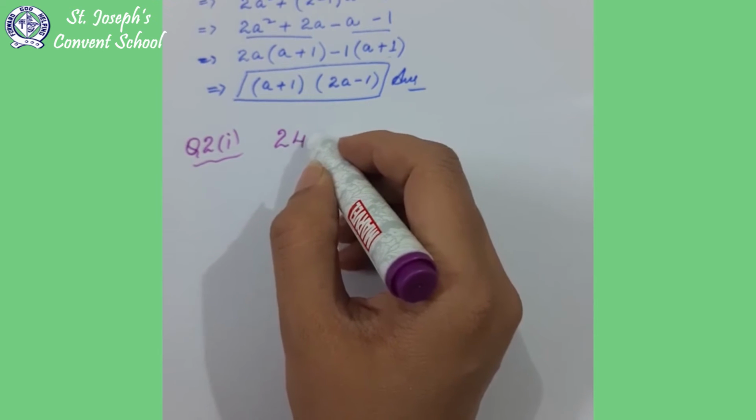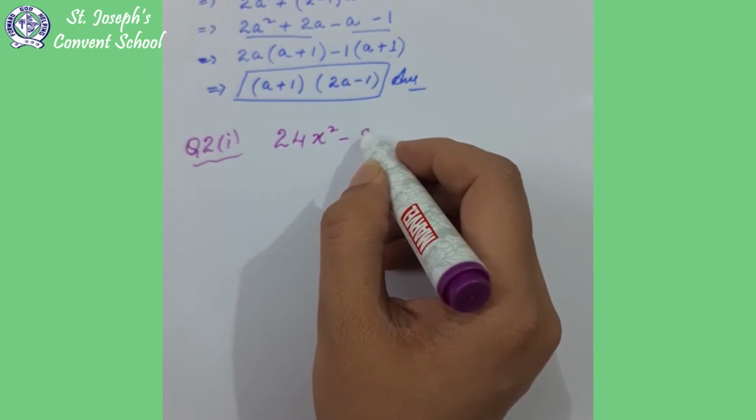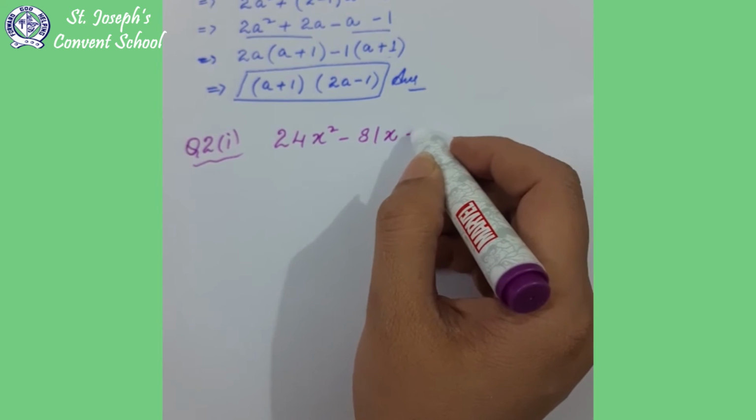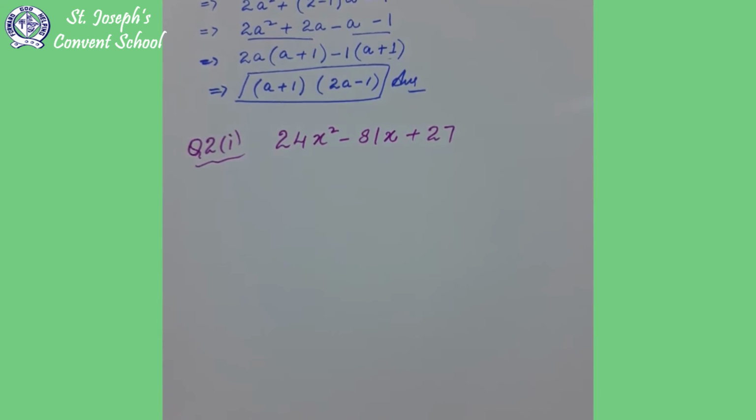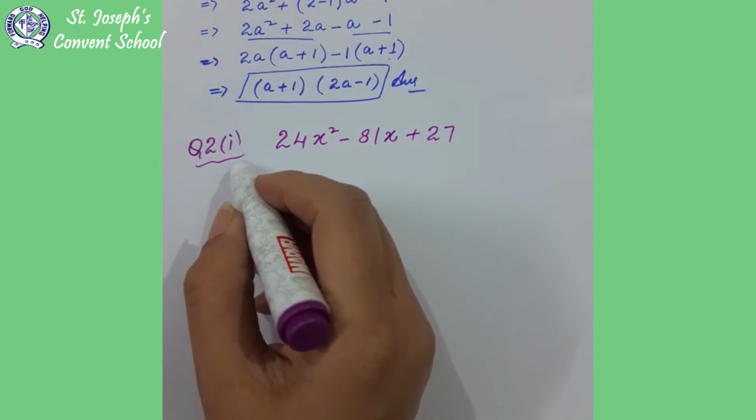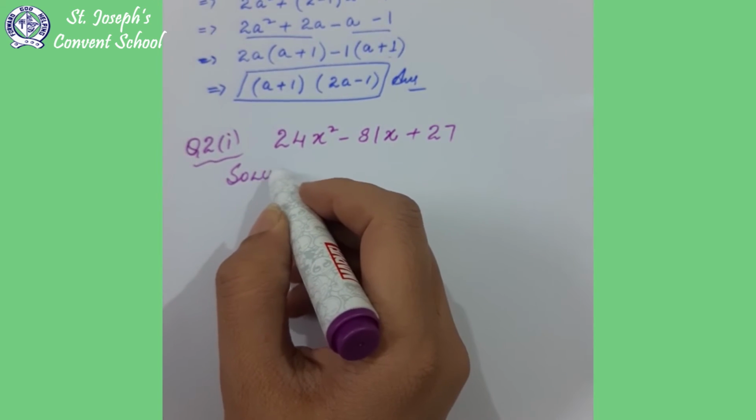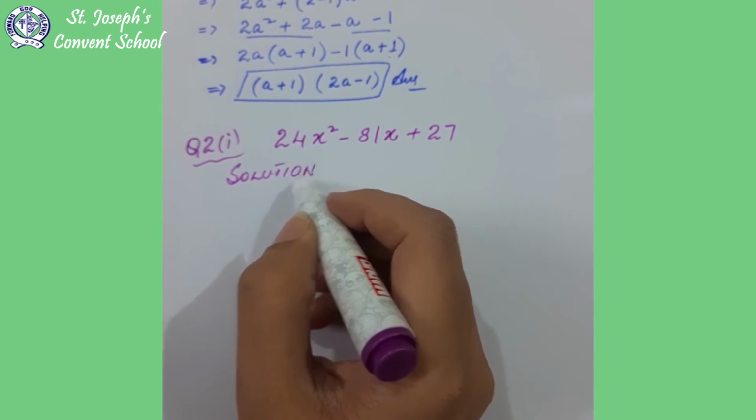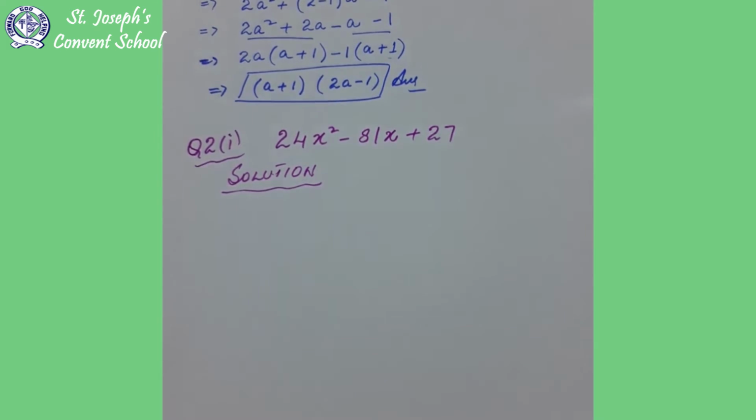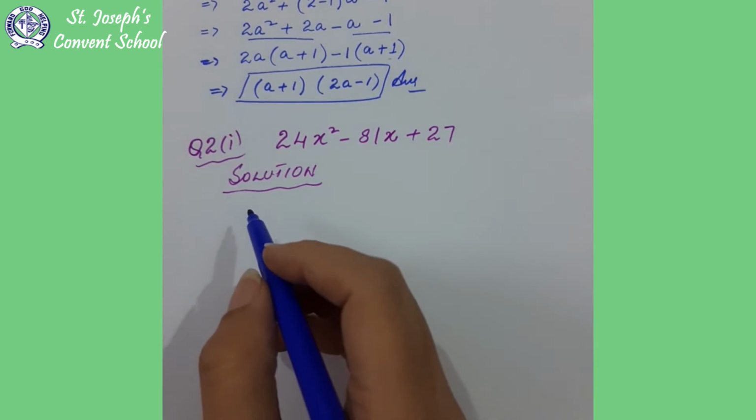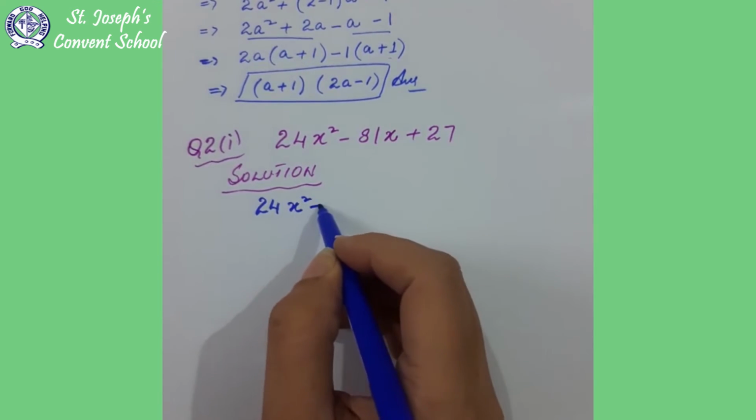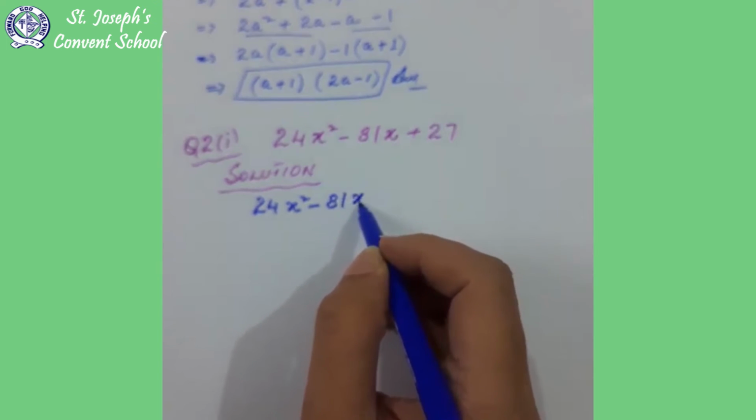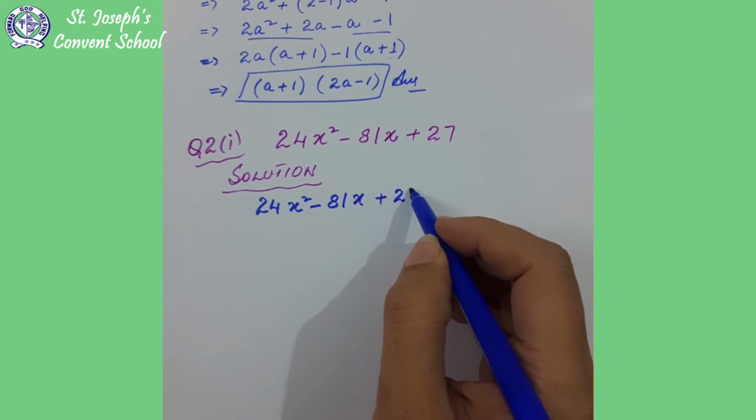24x square minus 81x plus 27. The question is to find the factors, which I have not written, so obviously we are finding factors. Now this is question number 2, first part. In this question you can see the numbers are big: 24x square minus 81x plus 27.